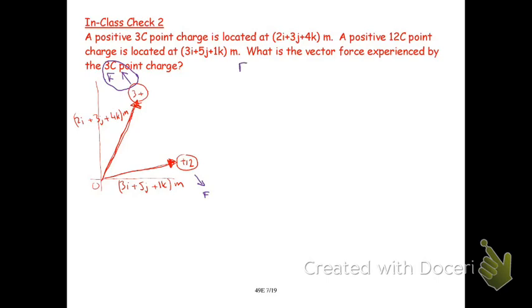So I say, well, Fe for the 3 is equal to Ke, big charge, little charge, over R squared. There's my magnitude, multiplied by this unit vector. Put an arrow on top of this so I know I'm talking about a vector. And I can begin. I can say, well, Fe for the 3 is equal to Ke, and that's going to be 12. That's going to be 3.